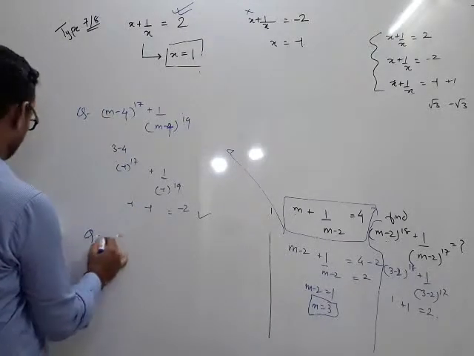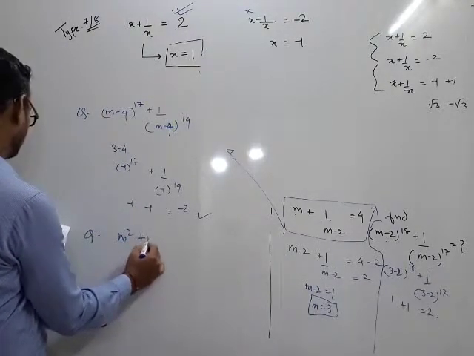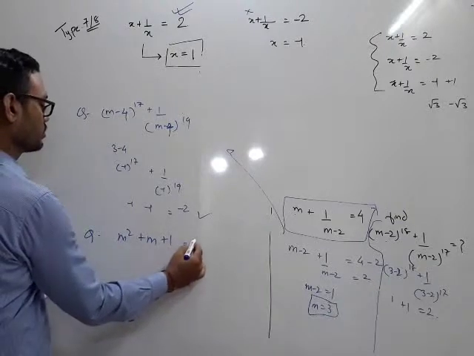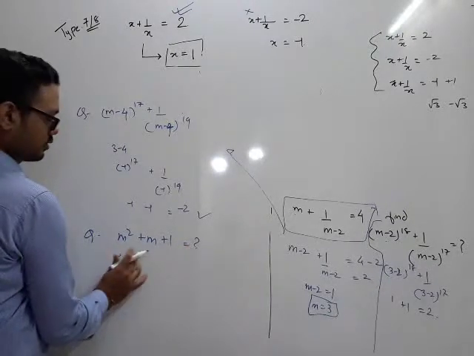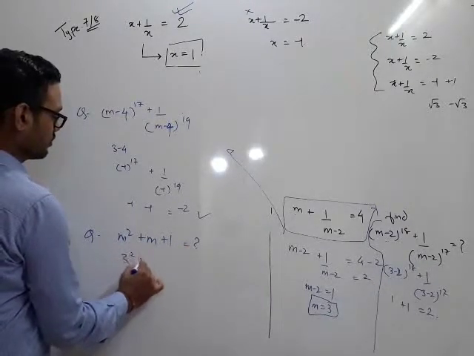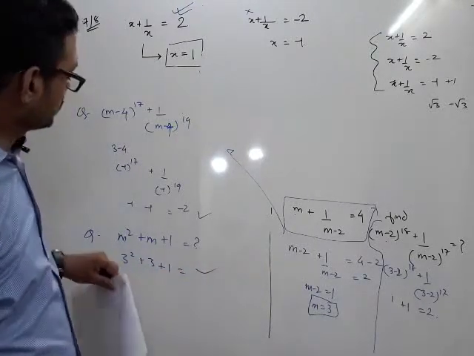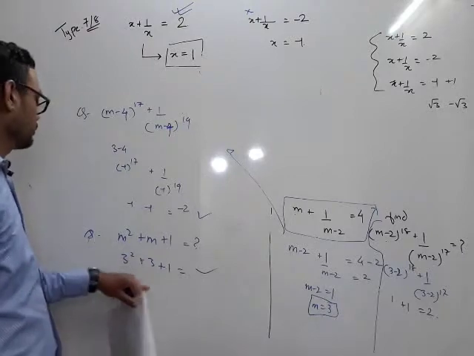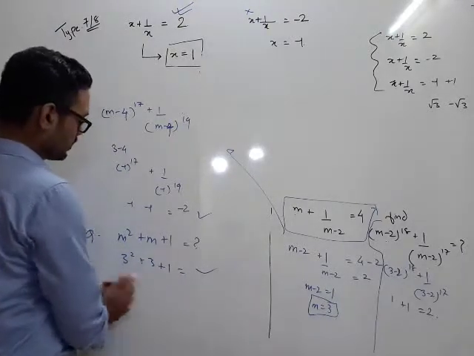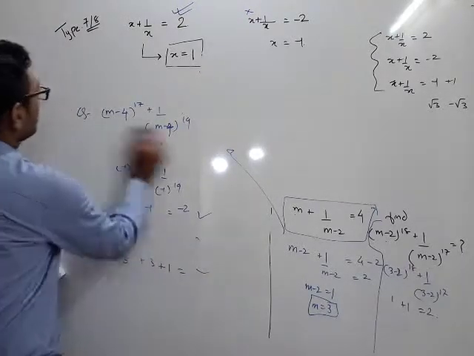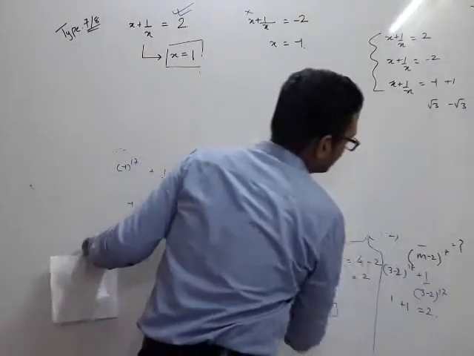One more question. m square plus m plus 1 will be what? It's nothing else but 3 square plus 3 plus 1. That becomes your answer. 3 3s are 9, 9 plus 4, 13 will be your answer. Okay, so let's move on to the next type.